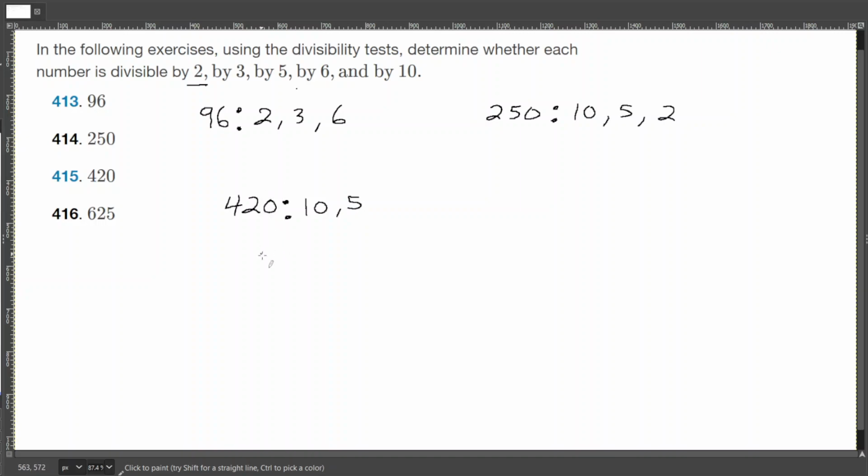10, 20, 30, 40, it ends in 0. 5 also ends in 0, right? 5, 0, 5, 0. Now we check for 3, so 4 plus 2 plus 0 equals 6. So this thing's divisible by 3. Because 3 is a factor of 6, right? 3, 6, 9, right? It does land on 6. Should have not put the 3 there yet, but anyway.